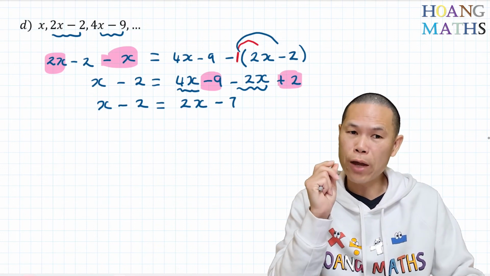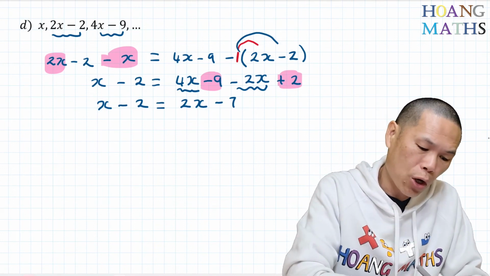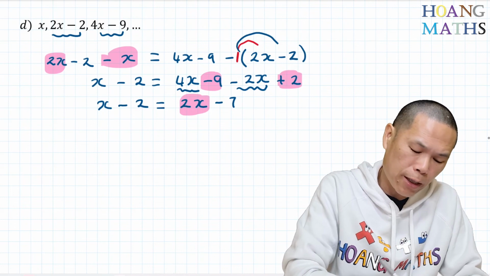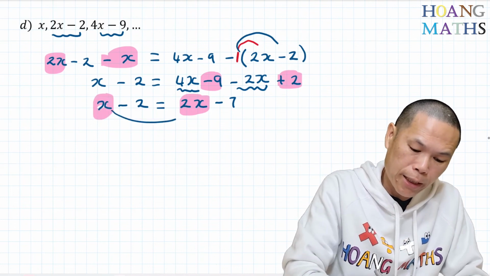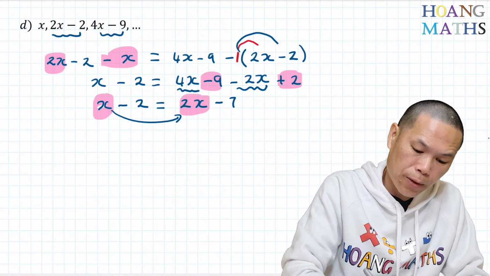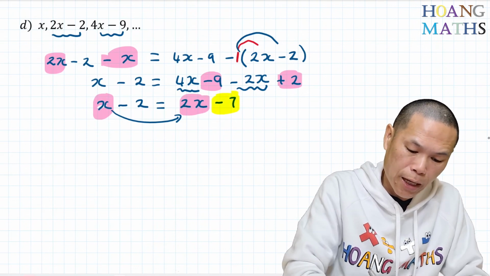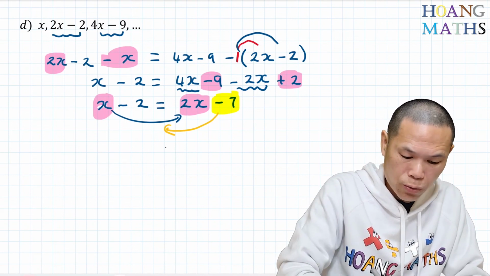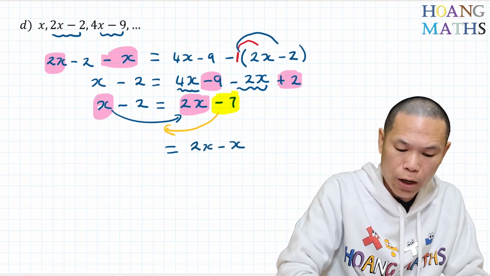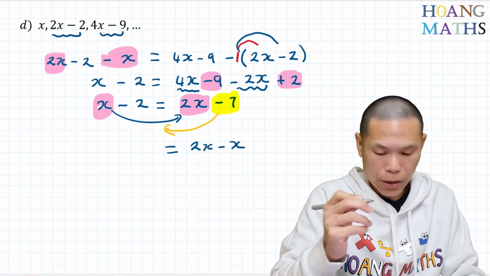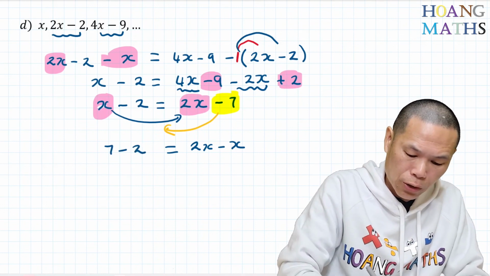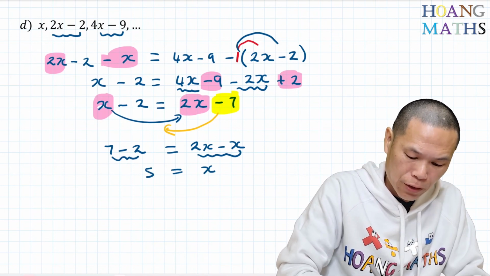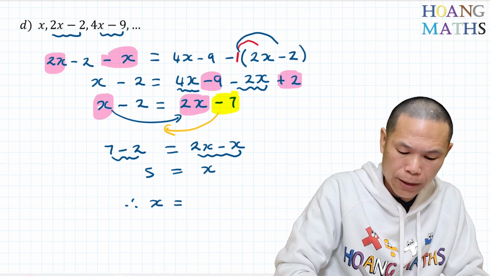So now what I do is move x to one side and the numbers to the other side. Because this x here is bigger than this one, I leave it as it is. I move this x to that side instead. And then this minus 7, I move to this side. So this means that on the right hand side I am left with 2x minus x, and on the left is minus 2 plus 7, which is the same as 7 minus 2. So therefore this is x, and this is 5. So therefore x is equal to 5.